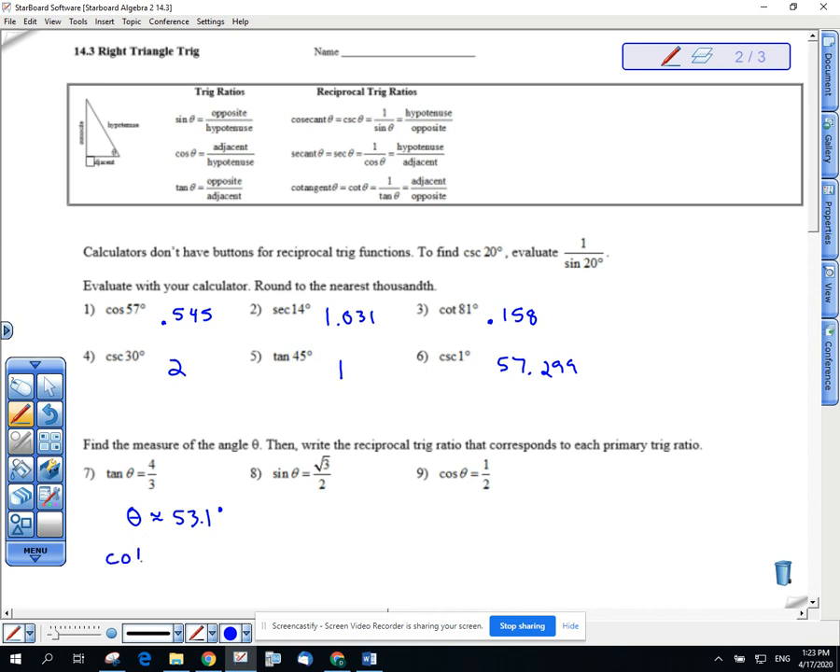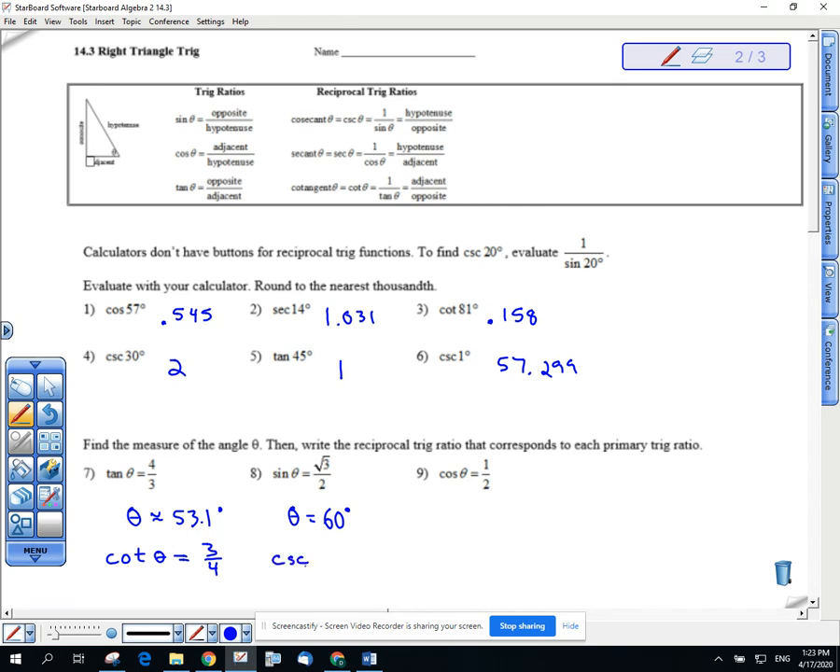The reciprocal trig ratio for tangent is cotangent, and that's simply 3/4. Did you think it was going to be that simple? If tangent is 4/3, then cotangent is 3/4. Okay. If you did this one, you'd get theta is equal to 60 degrees, actually. We could dig deeper into that one, but we won't for sake of time.